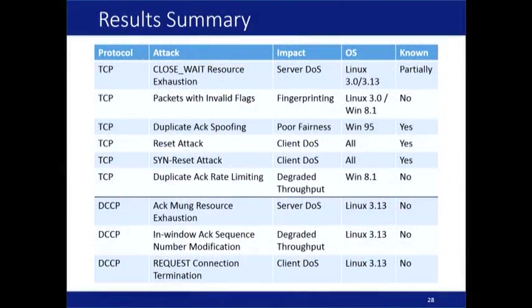I won't cover the rest of the attacks that we found in detail, I'll just briefly show a summary here. But I will point out that we found attacks in all of the protocols that we tested, as well as all of the implementations, and that our attacks cover a fairly wide range of impacts, from server denial of service to fairness issues to client denial of service or connection termination.